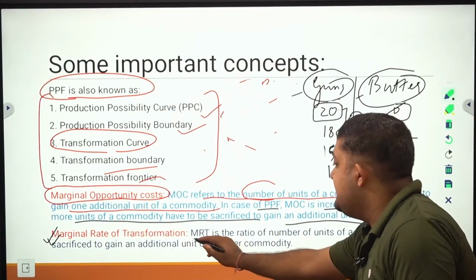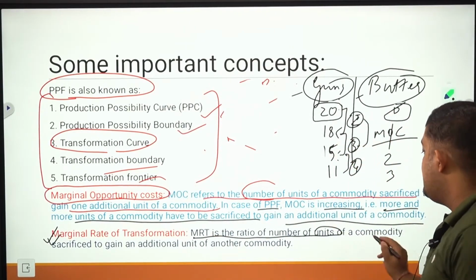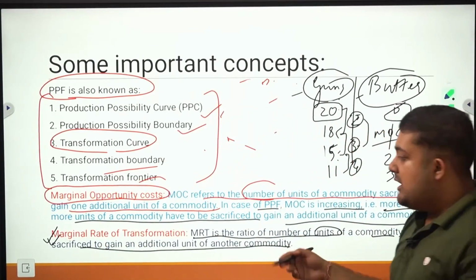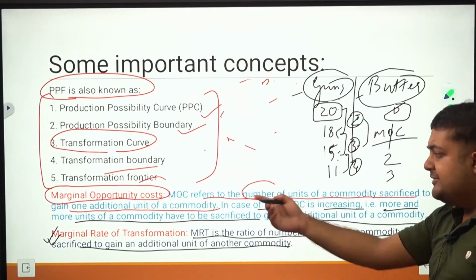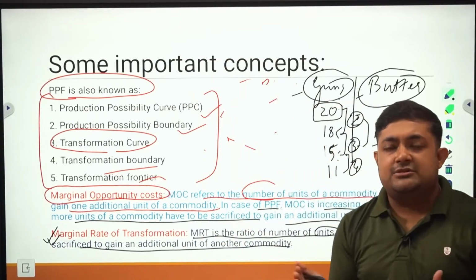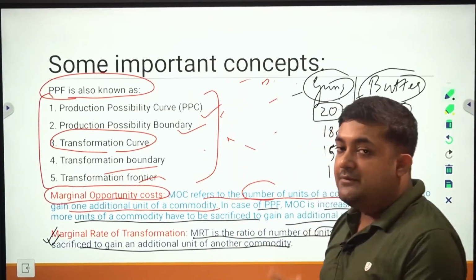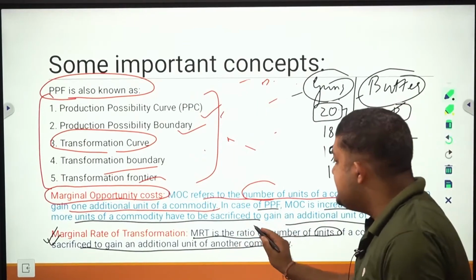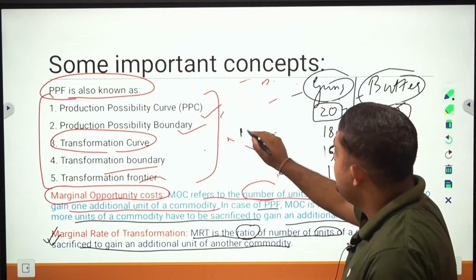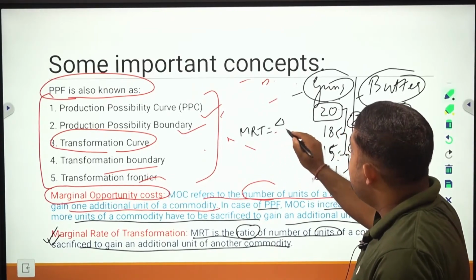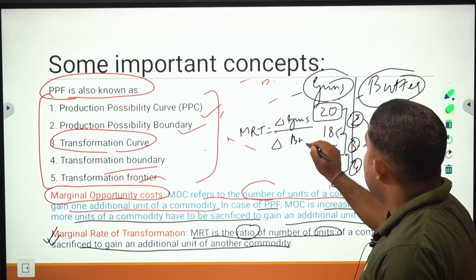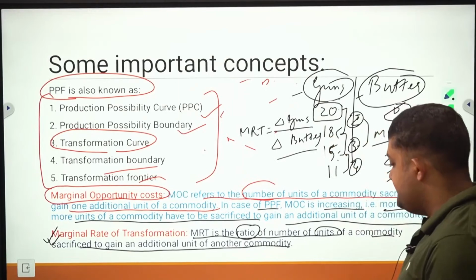Now we have the concept of MRT, marginal rate of transformation. MRT is the ratio of the number of units of a commodity sacrificed to gain an additional unit of another commodity. Our definitions are more or less the same for marginal opportunity cost and marginal rate of transformation. Just remember one difference: MRT is nothing but a ratio. MRT is equal to change in guns by change in butter.